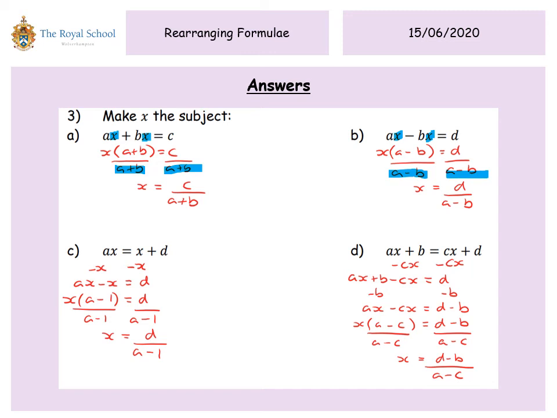In part C, our x terms are not all on the left-hand side. So actually, the first thing we're going to do is take away x so that we can move this x on the right-hand side over to the left.